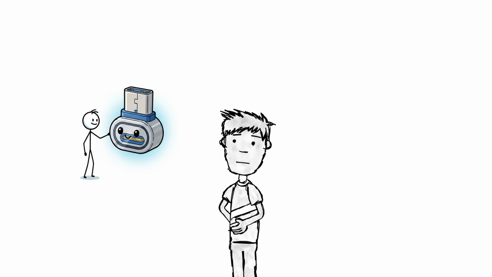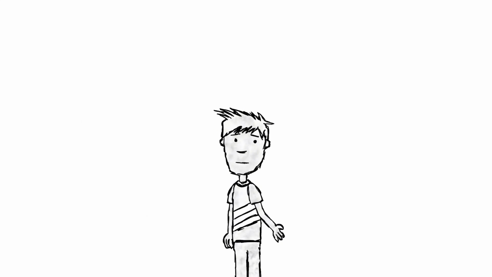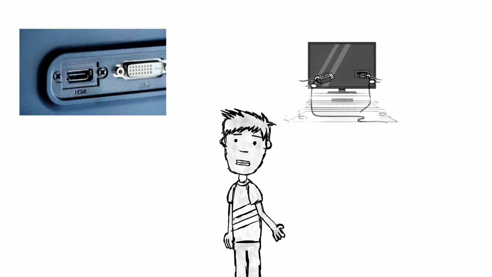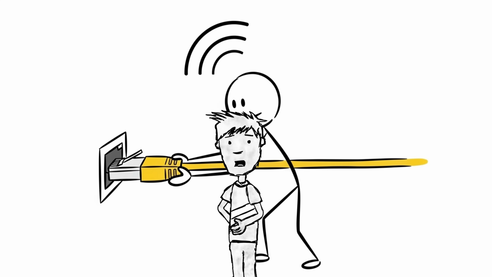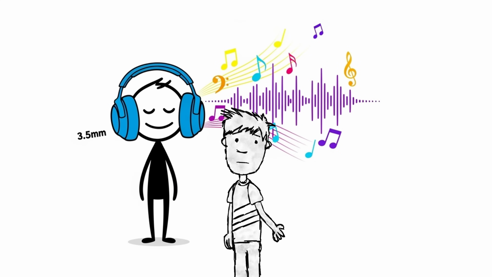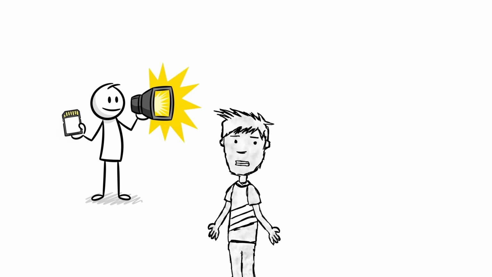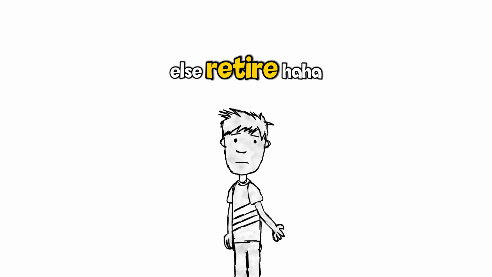So here's the deal. USB-C is your new best friend for data, video, and power. Use HDMI for TVs and consoles, and DisplayPort for high-end monitors. Plug in an Ethernet cable for rock-solid internet. The 3.5mm jack is for your ears. The SD slot is for your camera. And you can let everything else retire.